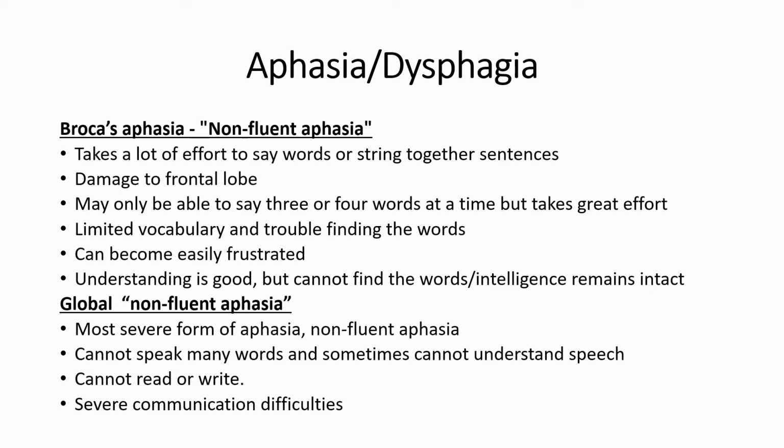The next type of aphasia is global aphasia, and this is another form of non-fluent aphasia. It's the most severe form, so they cannot speak many words and sometimes cannot even understand speech. So they cannot read or write. They have severe communication difficulties. So they're really not even understanding what you are saying.